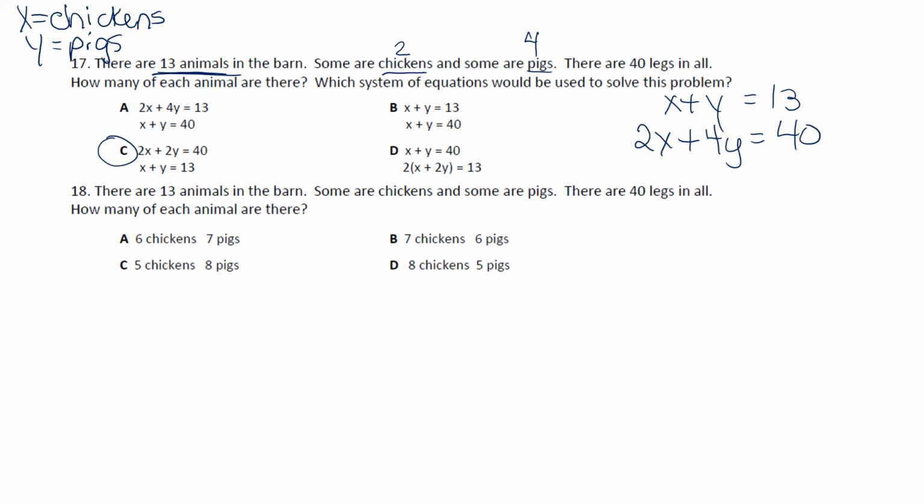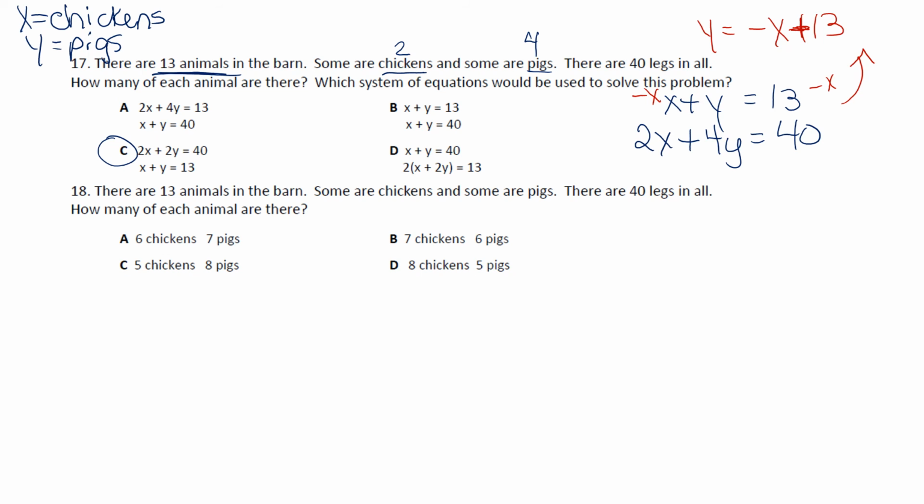So number 18, you are trying to solve this system of equations. And in order to do that, you need to get one of the variables by itself. You need to isolate that variable. So I'm going to do this by subtracting x on both sides for this one. And so that's going to make this be y equals negative x plus 13. So now I'm able to substitute with that.